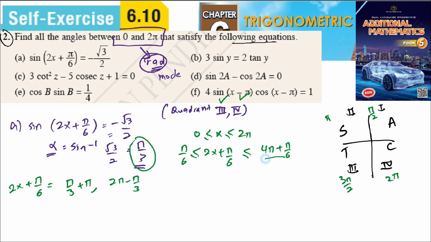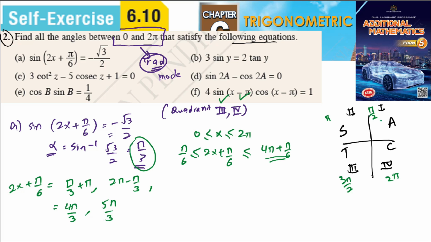But you have to continue until you reach 4 pi plus pi over 6, so you have to find another third quadrant. Pi over 3 plus pi is basically 4 pi over 3. And for the fourth quadrant, 2 times 3 is 6 pi, minus pi, you get 5 pi over 3.